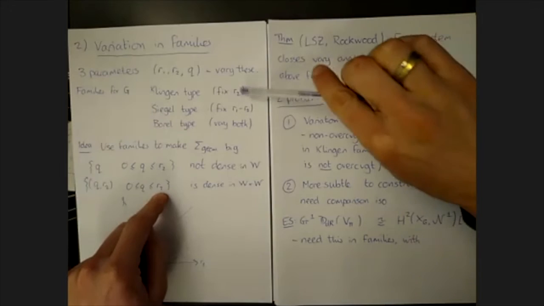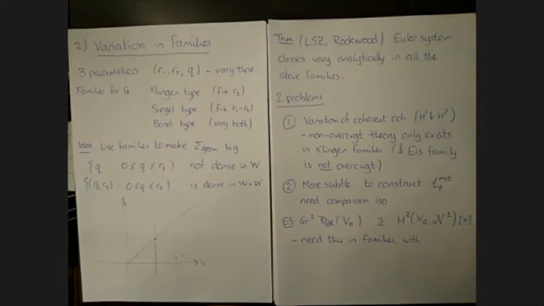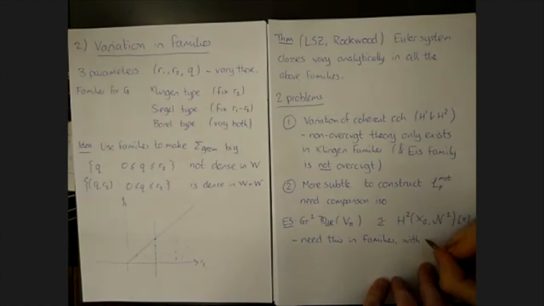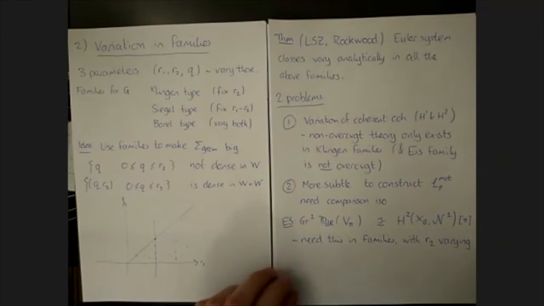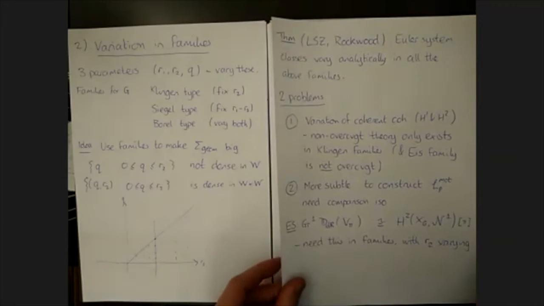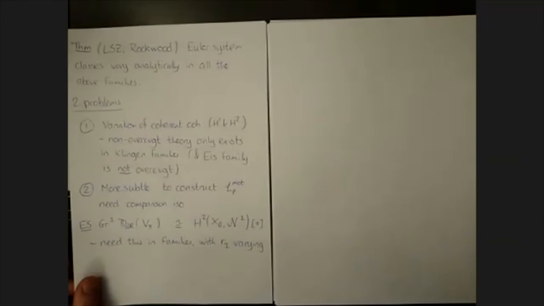So a Klingon type family where R2 is fixed is really no good for these problems. In a Klingon type family, you can make sigma crit be really wide, but that's not the problem we're trying to solve. We're trying to make sigma geom wide. So Fabrizio explained an approach to getting isomorphisms a bit like this in a Klingon type family, but we need it for a Siegel type or Borel type family.